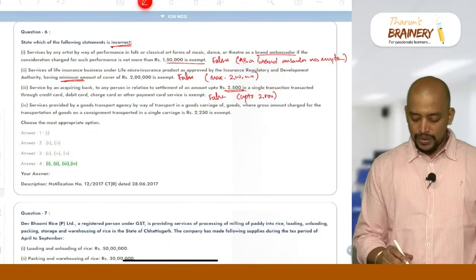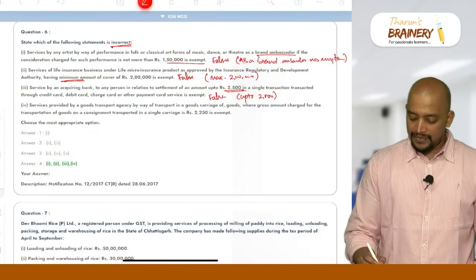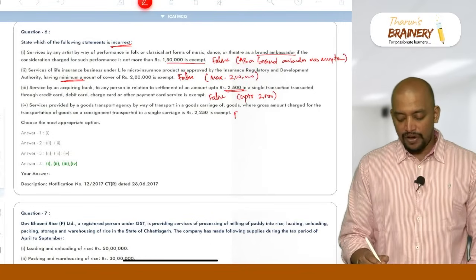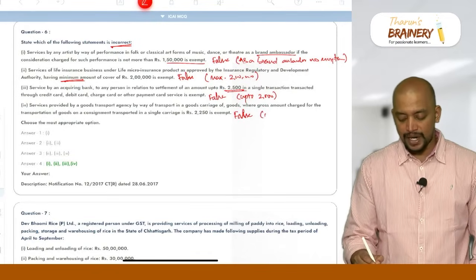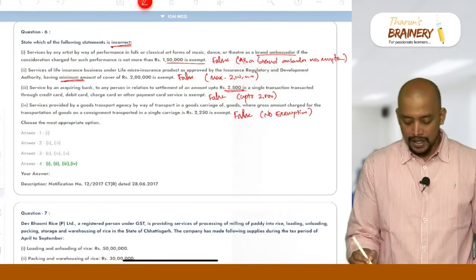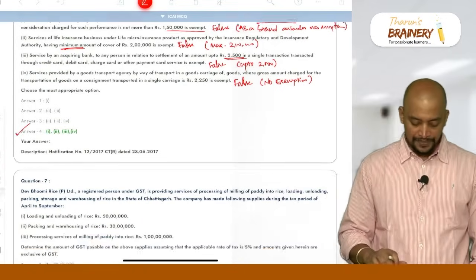Services provided by goods transport agency by way of transportation of goods where gross amount charged on consignment transported in a single carriage. False, because we don't have that exemption. At present there is no exemption. There is no exemption for single carriage. Okay. So, due to that reason all these statements given here are incorrect.